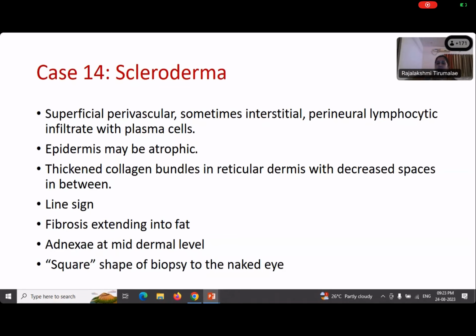The important thing is that sometimes you have an inflammatory stage in scleroderma, right? So you can get perineural infiltrates too, right? That doesn't mean it's leprosy, right? You can get perineural infiltrates in scleroderma. You can get a lot of plasma cells, and again, it depends on what stage of the lesion is getting biopsied. And if it's a late stage, you don't see adnexae at all. Otherwise, you do see adnexae which are pulled up, at the mid-dermis level. And like you rightly pointed out, the square shape of the biopsy to the naked eye gives away the diagnosis.